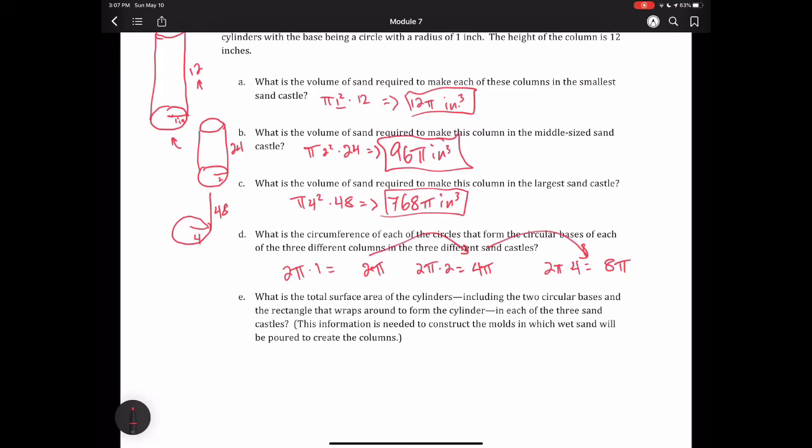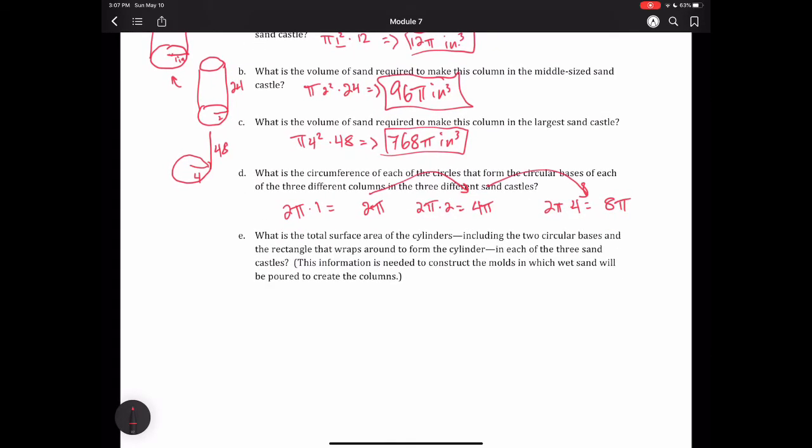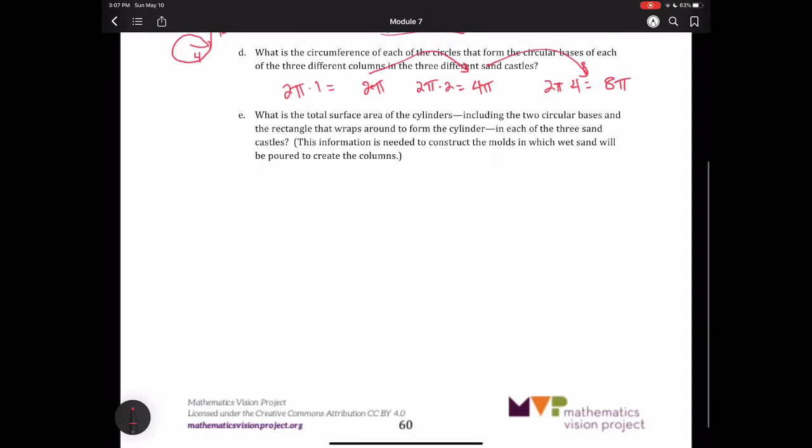So now the total surface area of the cylinders, including the 2 circular bases and the rectangle that wraps around them to form the cylinder in each of the 3 sandcastles. So this is actually pretty interesting. When we're thinking about surface area of cylinders, we imagine those different pieces. So here are the circles for the bases, so we'll need to find the area of those. And then we've got the sides here. And this is a curved shape, right? But if we were to slice this right here and unroll that around this circle, what we would actually wind up with is a perfect rectangle, okay?